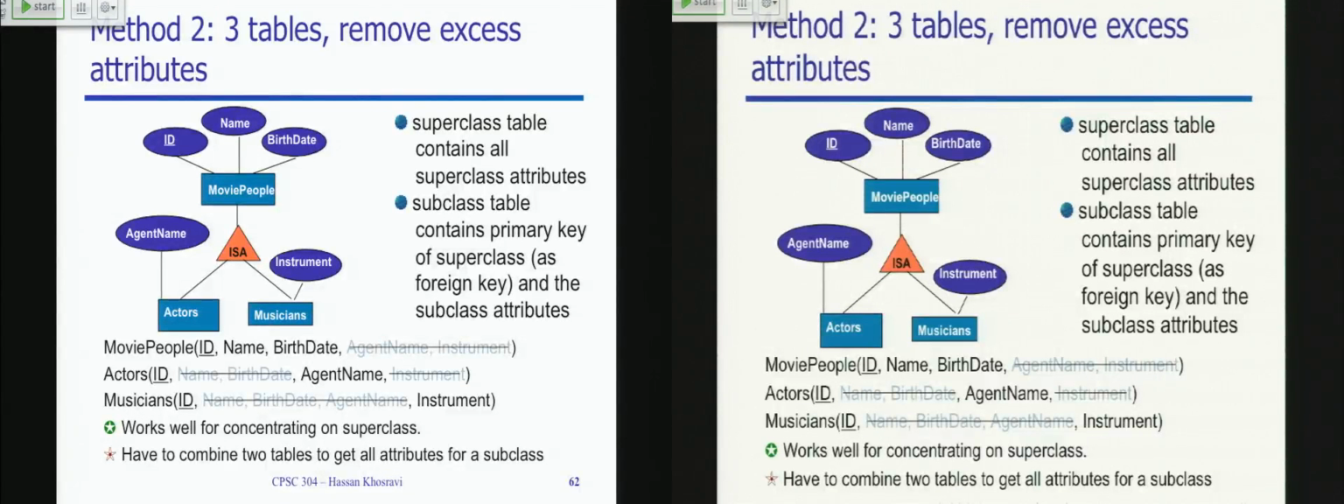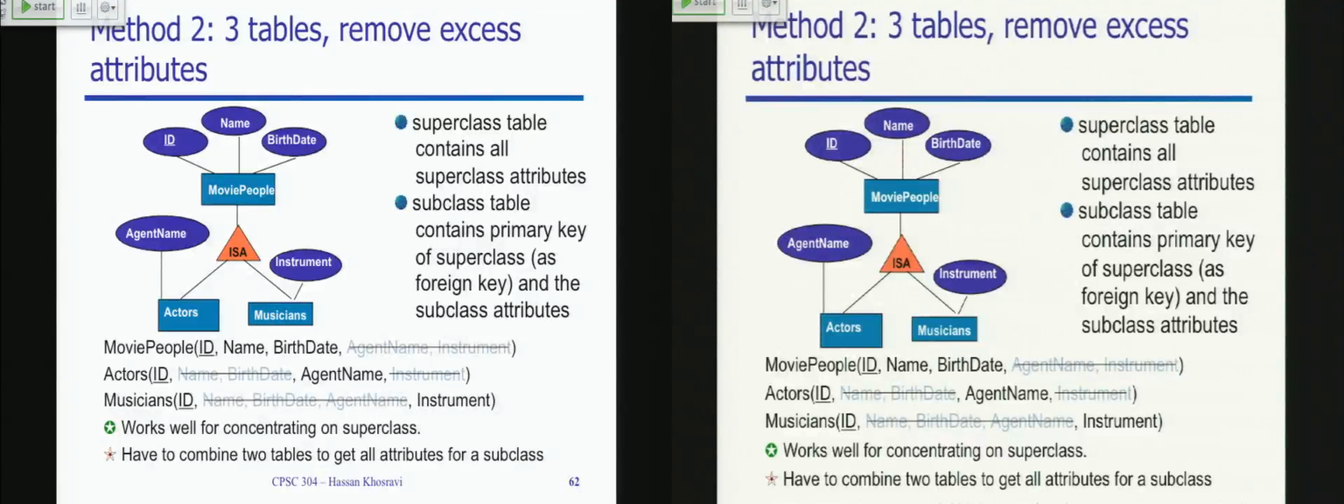What would be the redundancy? Their ID we're keeping multiple times in different tables. But the main problem is that now we need to combine different tables in order to get their attributes. So that's a disadvantage. What might be an advantage of this model? The advantage that if a person is none of actors or musicians, you still have that person. So if I have people that are not in my subclasses, I can still keep that information there fine.